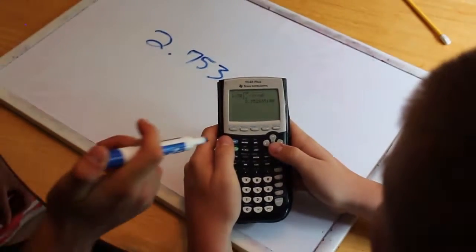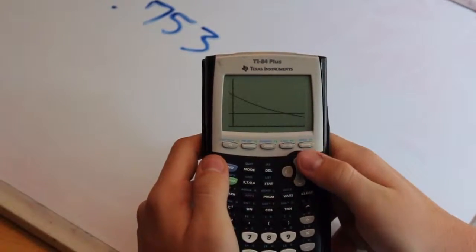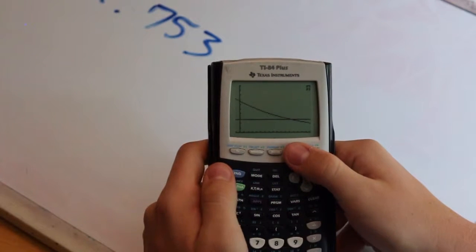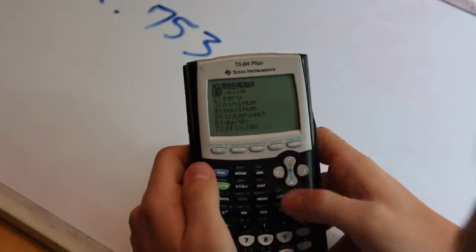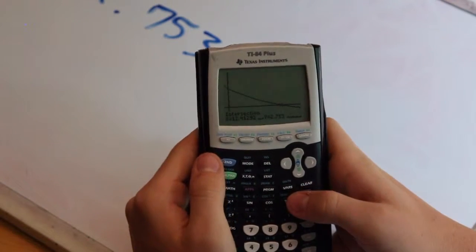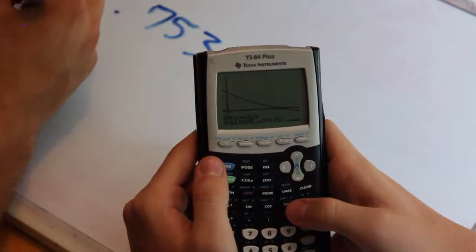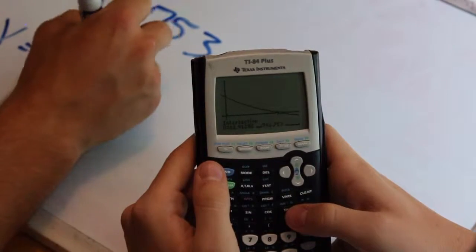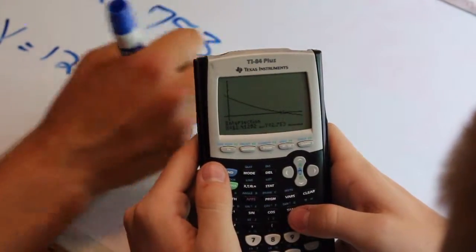Now we're going to go to the graph and find where that intersects. Go ahead and calculate intersect. Alright, so you got your intersection? Alright, so what does it say? It says 12.41292. Alright, there we go.